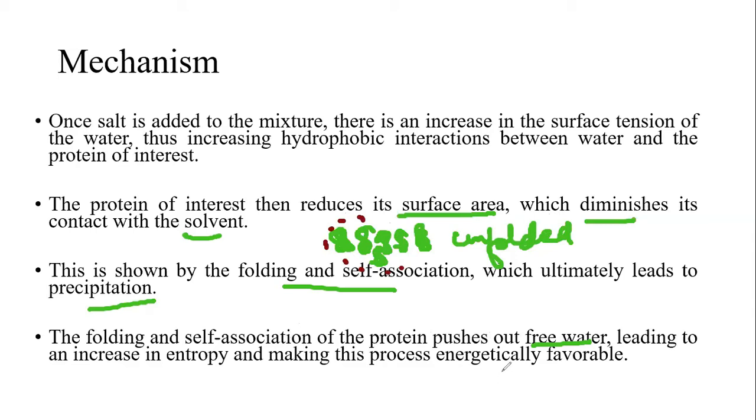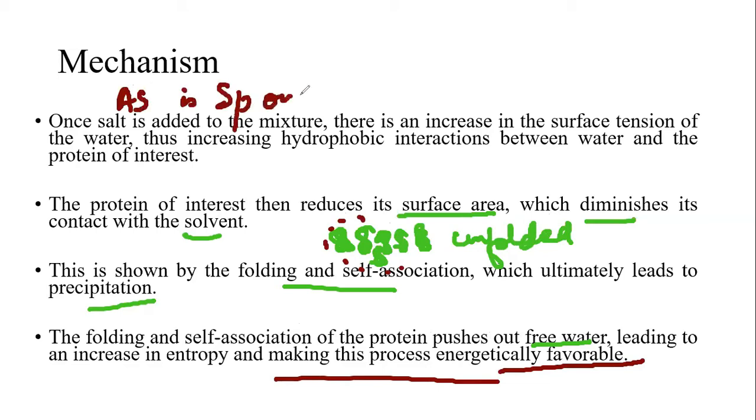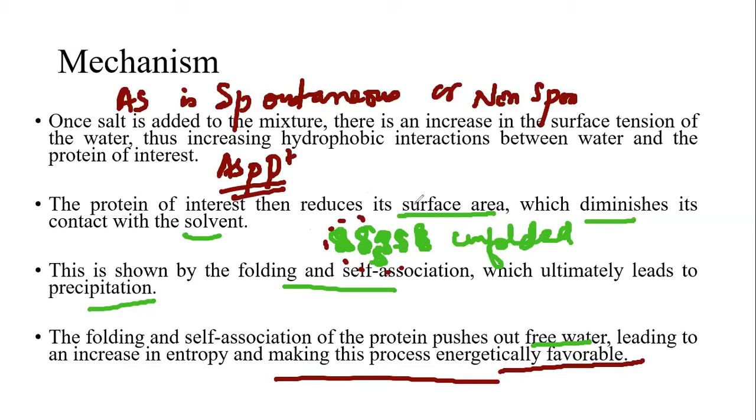this process energetically favorable. Now this is important because the question can be asked is that addition of ammonium sulfate is spontaneous or non-spontaneous. Okay. So having ammonium sulfate precipitation reaction, the answer should be that ammonium sulfate precipitation of protein is actually a spontaneous process. Okay. Please remember this point. It is important.